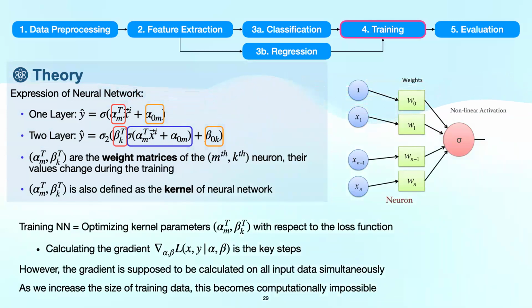So to calculate this, we will just calculate the gradient, and this is a very important step that we need to do to optimize these parameters. However, when we are calculating the gradient for a neural network, we need to calculate over the entire data set.